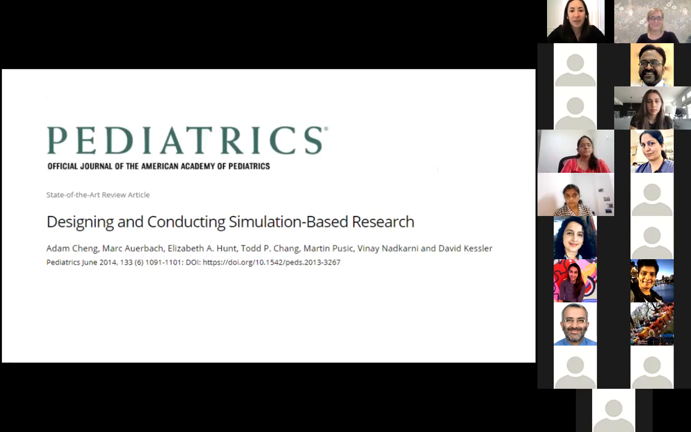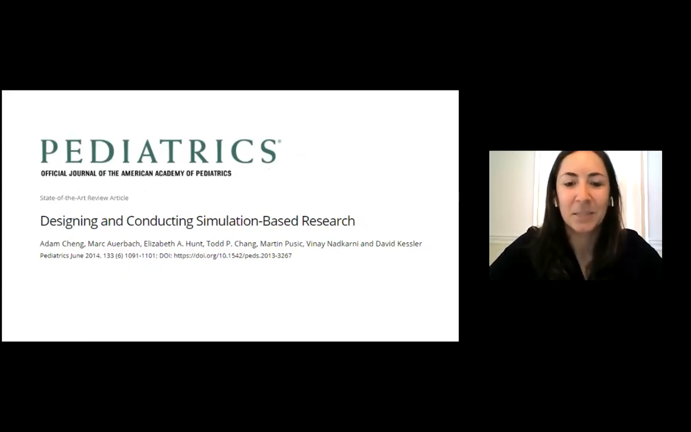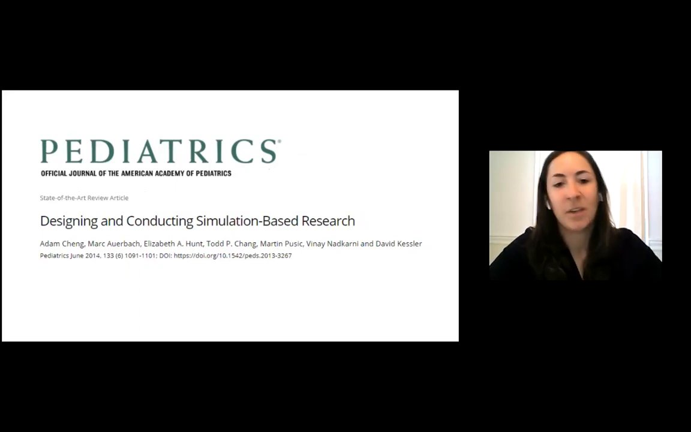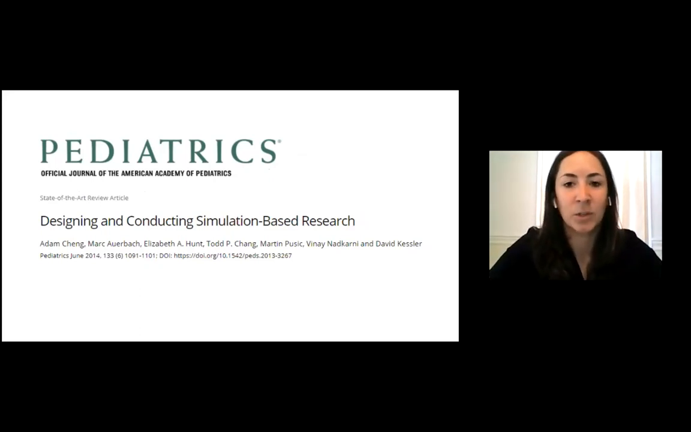If you look at the list of names here of the researchers who published this paper, there's a lot of familiar names because many of them, if not all of them, are Inspire members. They came together to give this paper in 2014, published in Pediatrics, to go over foundational constructs: when we think about designing simulation research, what are some of the things that we absolutely should not forget or really consider in our construct.